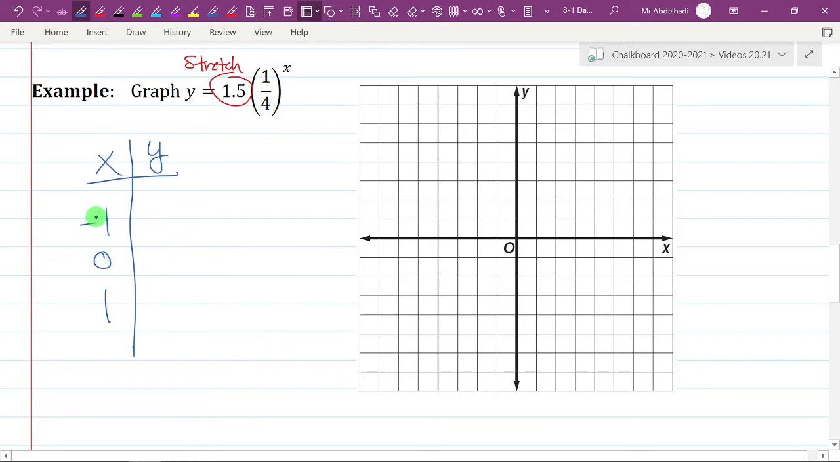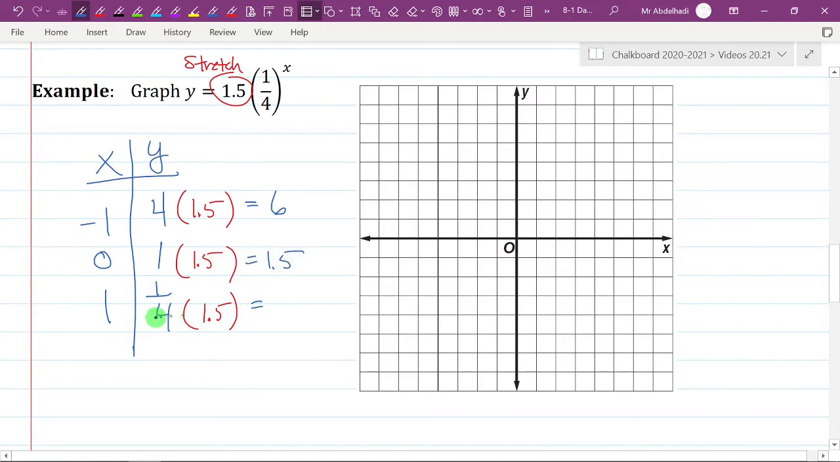What's 1/4 to the -1 power? 4. Because it's just 4/1. What's 1/4 to the 0? 1. Because anything to the 0 is 1. What's 1/4 to the first power? Itself, 1/4. So very easy right there. And then here, we're going to multiply everything by the stretch, just like we did before, 1.5. Okay, I'll use decimals, I guess. If you're given decimals, you can use decimals, but we usually avoid them. So in this case, the problem gives you decimals. You have permission to use decimals. All right, so 4 times 1.5 is 6. 1 times 1.5 is still 1.5. And 1/4 times 1.5 is 3/8.